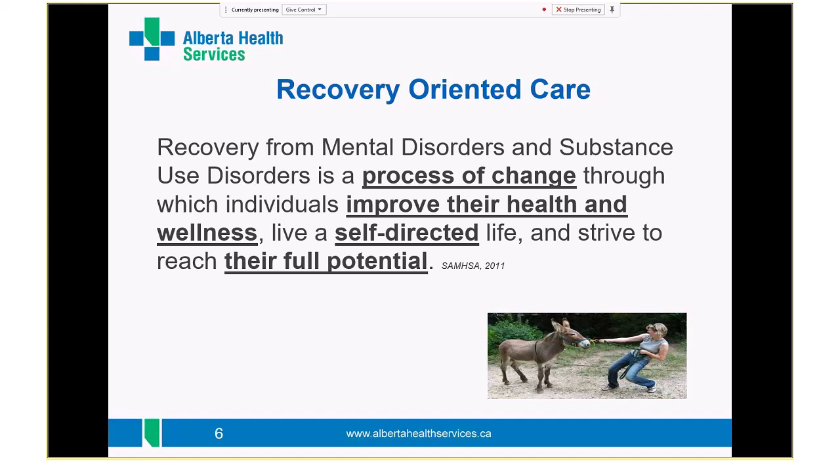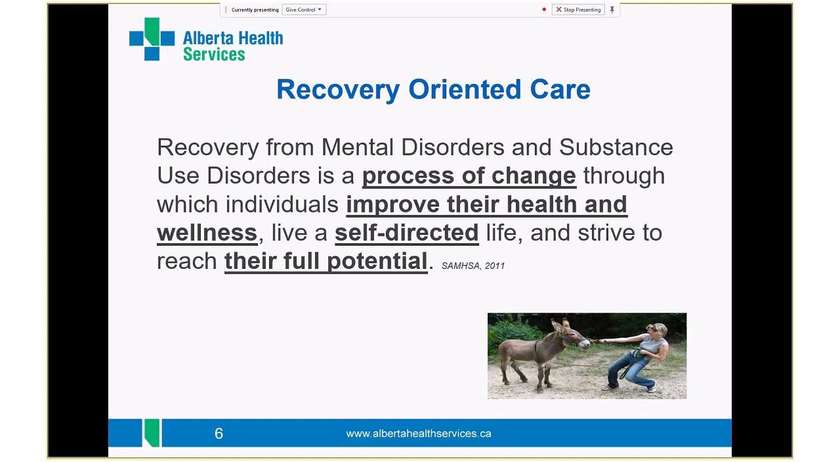So what is the definition for recovery-oriented care? The definition is: recovery from mental disorders and substance use disorders is a process of change through which individuals improve their health and wellness, live a self-directed life, and strive to reach their full potential. Let's take a closer look at that definition. If we omit the words all the way up to disorders and just say, it is a process of change through which individuals improve their health and wellness, live a self-directed life, and strive to reach their full potential.